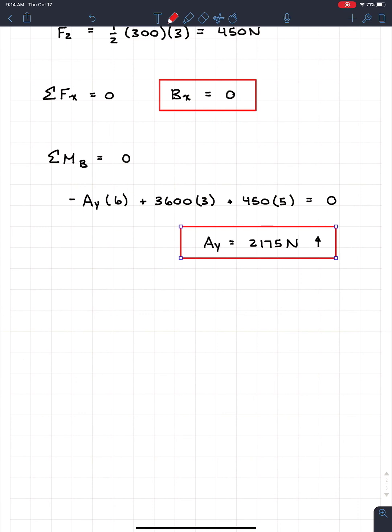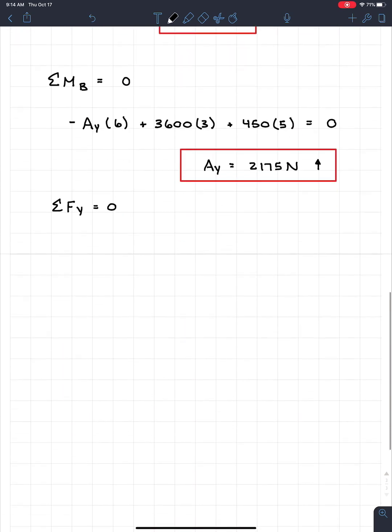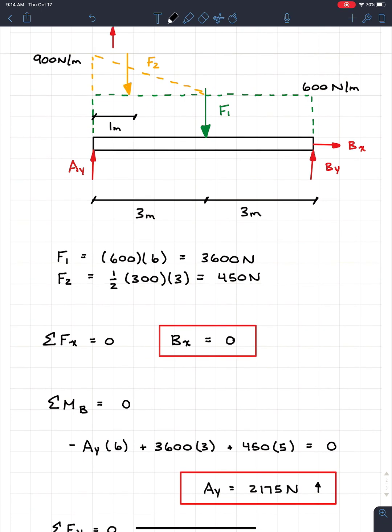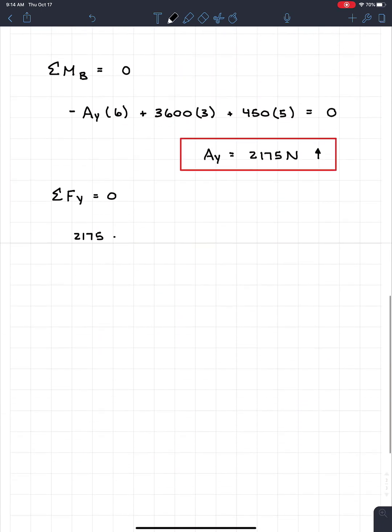So finally, we can go sum of the forces. Oops, I'm not going to do it in red, or else that'd be really confusing. We're going to go sum of the forces in y equals 0. So if we look at this beam, we have Ay going up, but instead of putting Ay, we actually know the value of Ay. So it's going to be 2,175 newtons, and that was going upwards, so it's positive. And we're going to minus F1 and F2 because they're both going downwards. So minus 3,600, that's F1, and minus 450, that's F2. And we go plus By because we're also assuming By is going upwards, and that's equal to 0.